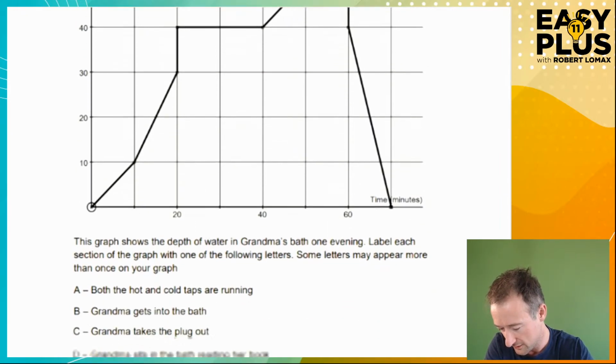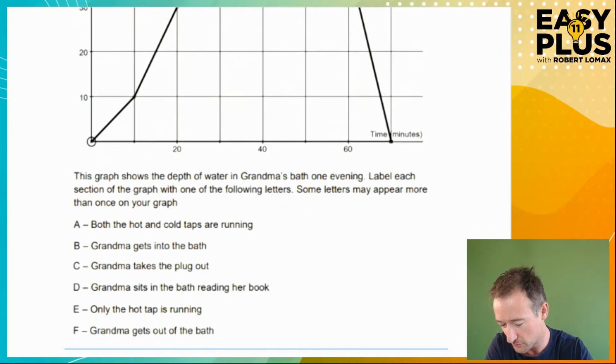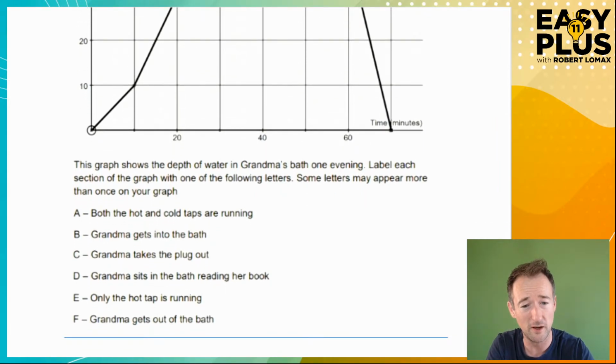Okay, the graph shows the depth of water in Grandma's bath one evening. I like these questions. I find them quite interesting.